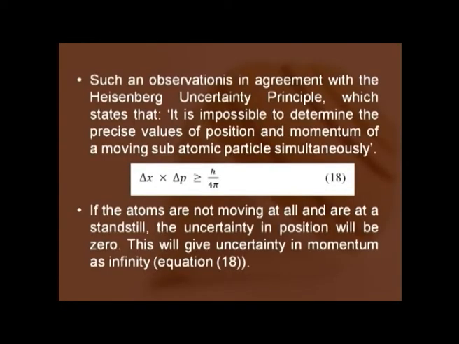Such an observation is in agreement with the Heisenberg uncertainty principle, which states that it is impossible to determine the precise values of position and momentum of a moving subatomic particle simultaneously. That is, Δx × Δp_x ≥ h/4π, as depicted in equation 18. If the atoms are not moving at all and are at standstill, the uncertainty in position will be 0. This will give uncertainty in momentum as infinity as per equation 18.